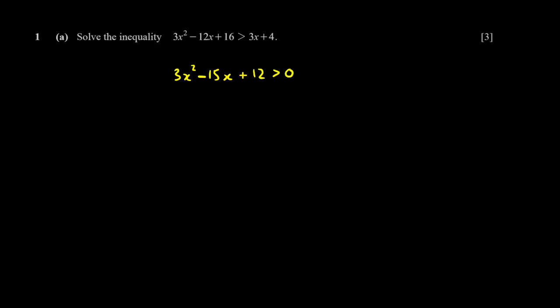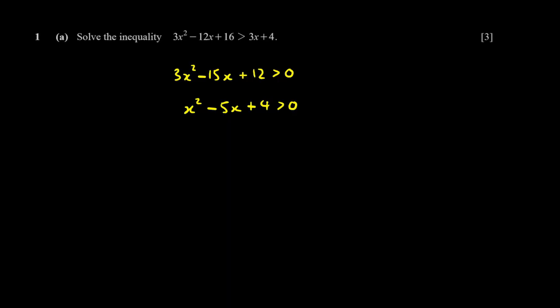Now, we can simplify this, can't we? We can divide everything through by 3. So we're going to get x squared minus 5x plus 4 is greater than 0. Now, it may seem a bit overkill, but I often find that students end up getting this wrong because they don't sketch out a graph. I think sketching the graph is by far the best way to confirm that you've got the right answers. So that's the way I'm going to do it.